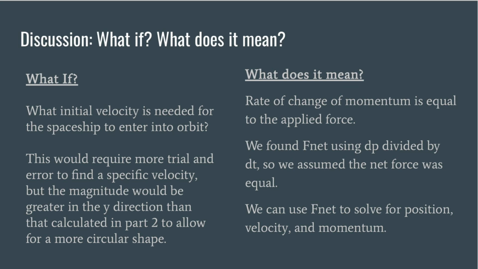For the what does it mean question, we know that the rate of change of momentum is equal to the applied force. In this lab, we use the equation F net equals dp divided by dt, so we can assume that F net is equal to this value.